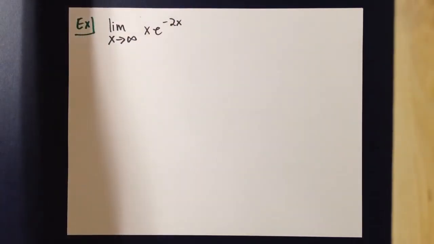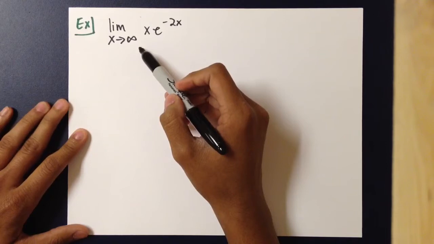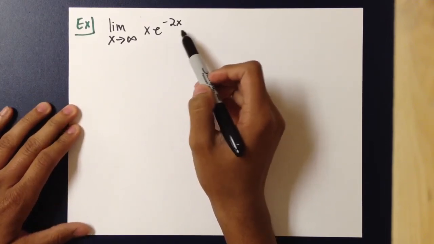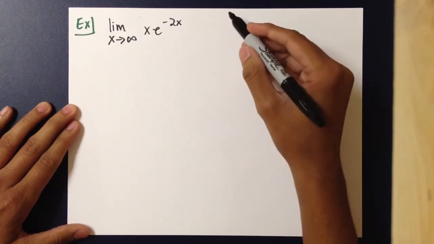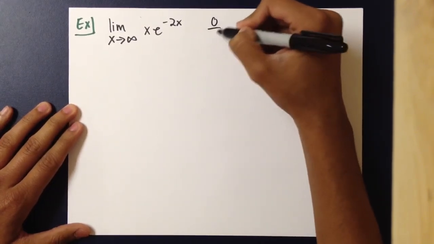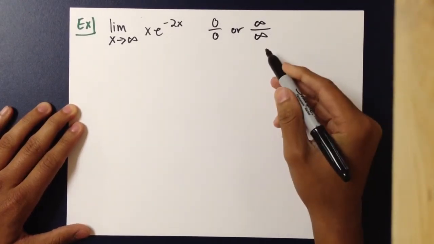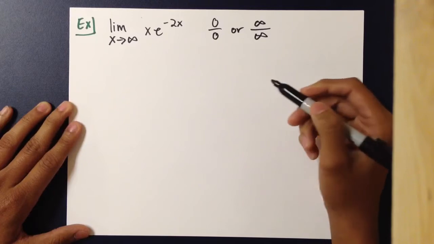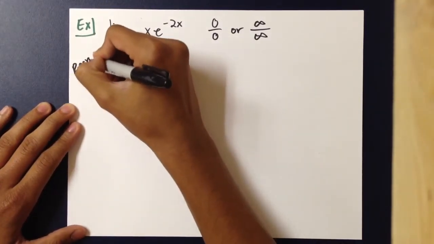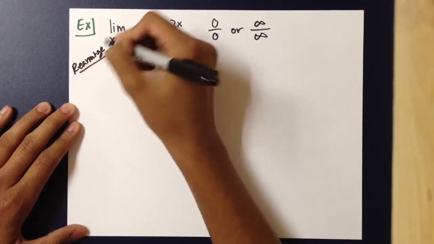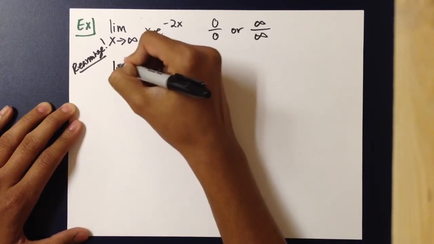Now, let's look at our final example. The limit as x approaches infinity of x times e to the negative 2x. Right away we can tell that this is not in indeterminate form, so it's not 0 over 0 or infinity over infinity. So what we have to do is get it in indeterminate form, so we must rearrange.